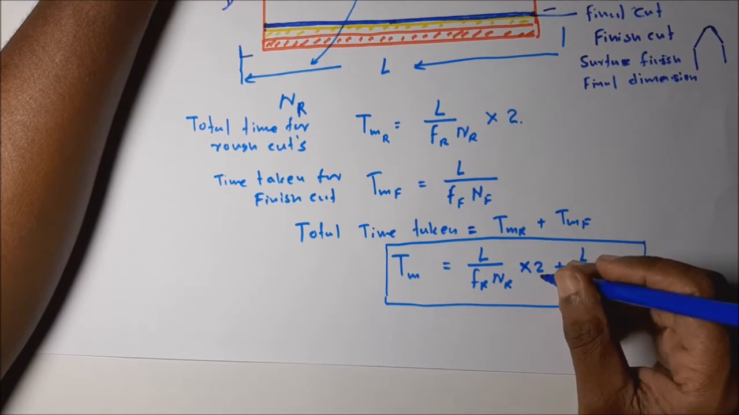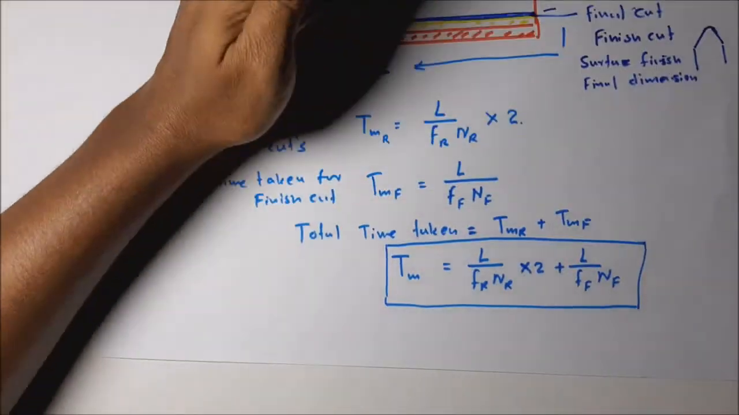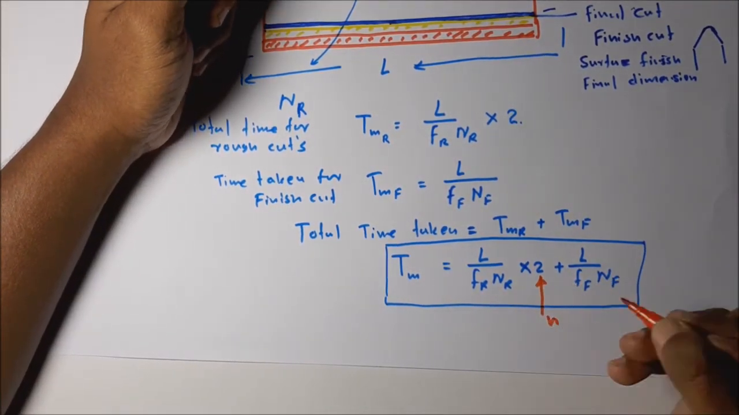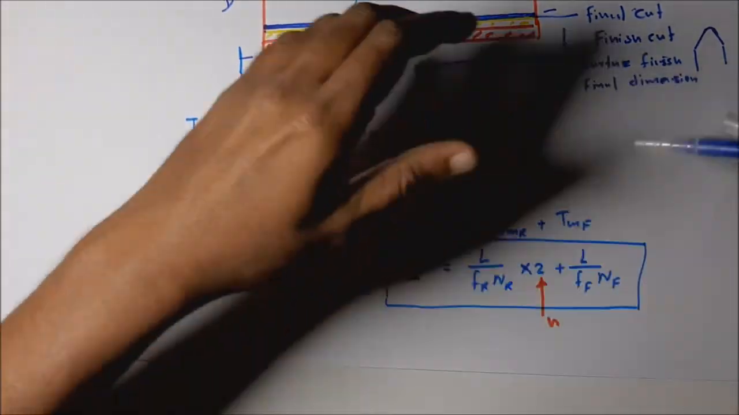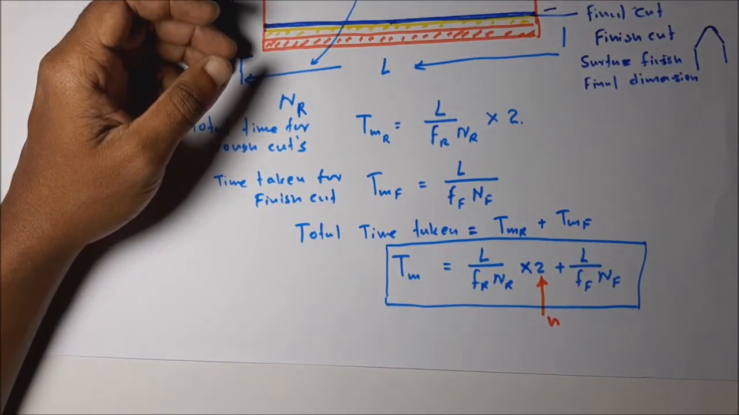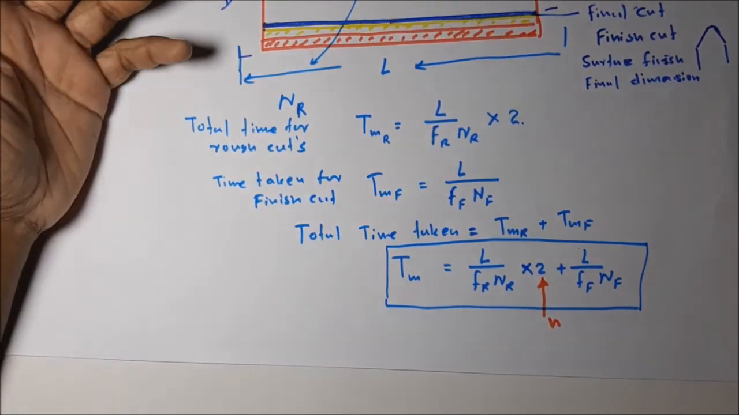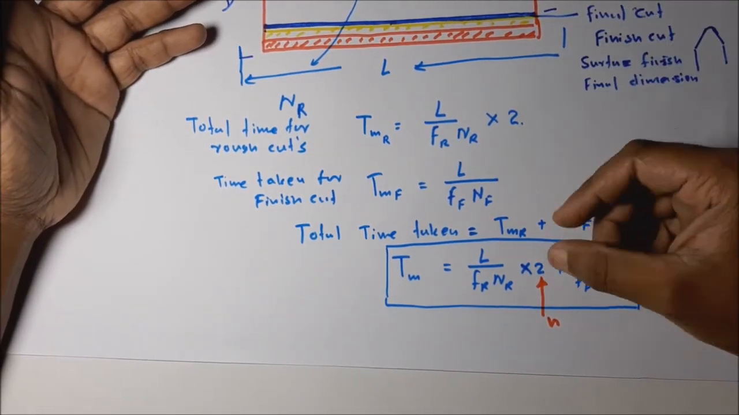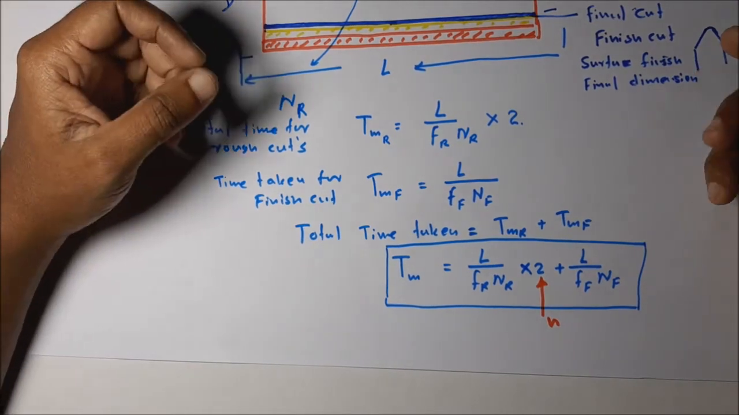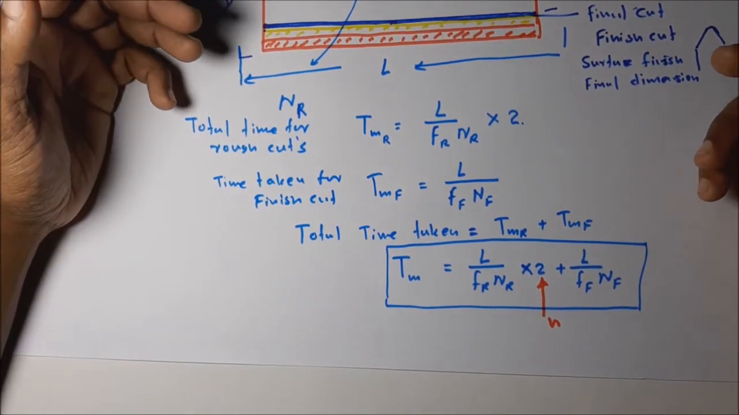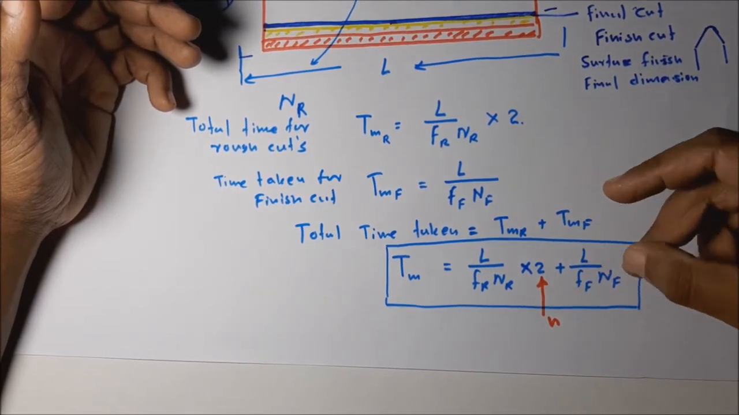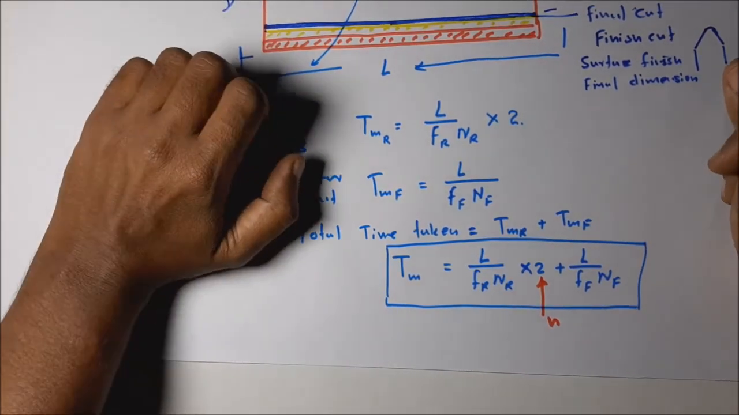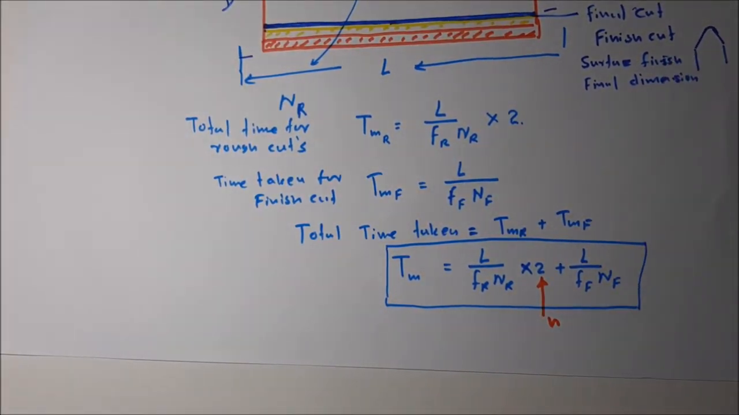Here it is only two rough cuts, but in most cases, depending on the workpiece diameter and the required diameter, the number of cuts has to vary. Maybe several cuts are needed, maybe three rough cuts. Normally, one finish cut is used to get the final dimensions and shape. This calculation is very important. In the last exam paper also, these calculations were included. Then let's move to the next calculation.